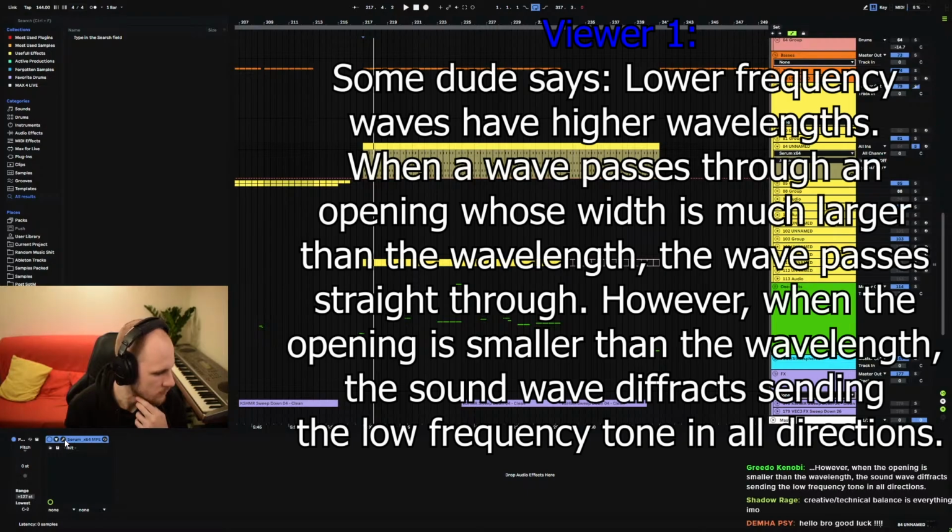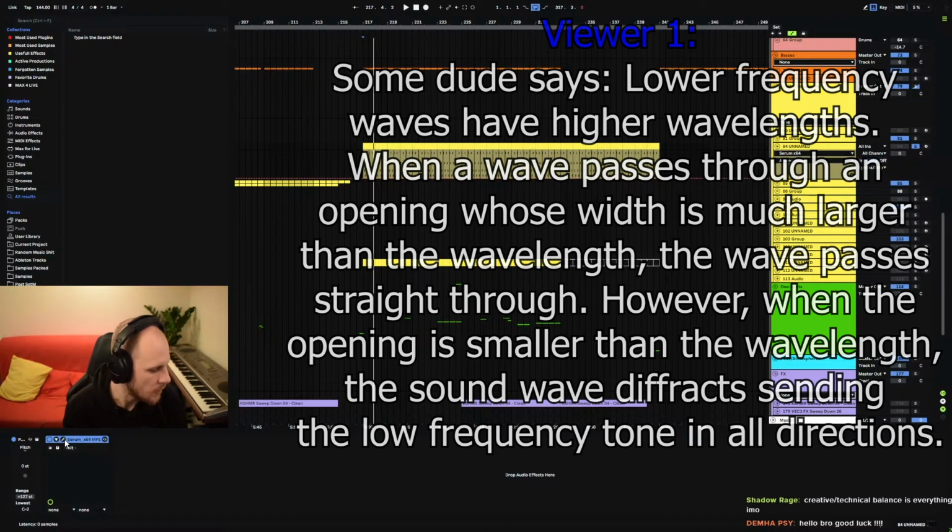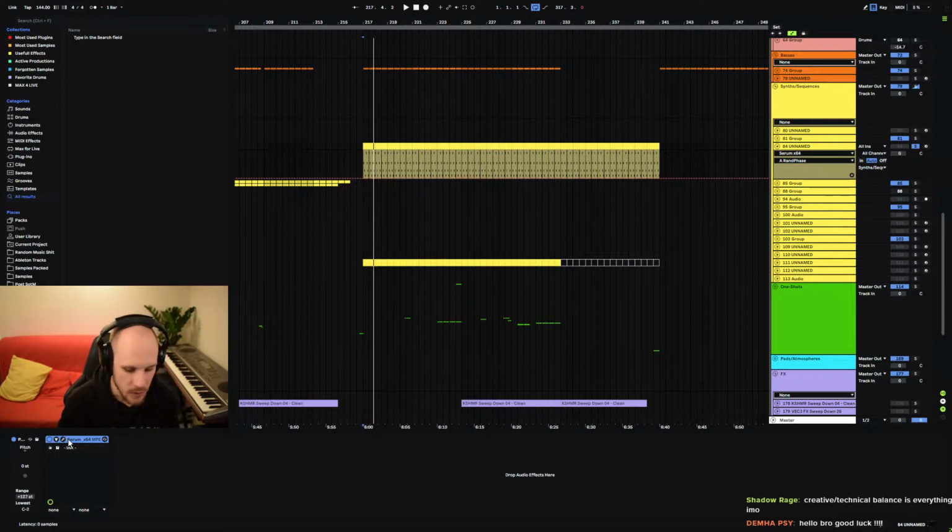Some dude says, lower frequency waves have longer wavelengths. When a wave passes through an opening whose width is much larger than the wavelength, the wave passes straight through. However, when the opening is smaller than the wavelength, the sound wave diffracts, sending the low frequency tone in all directions. I get what you're saying, Guido, but that doesn't mean that in general lower frequency waves are more directional than higher frequency waves.